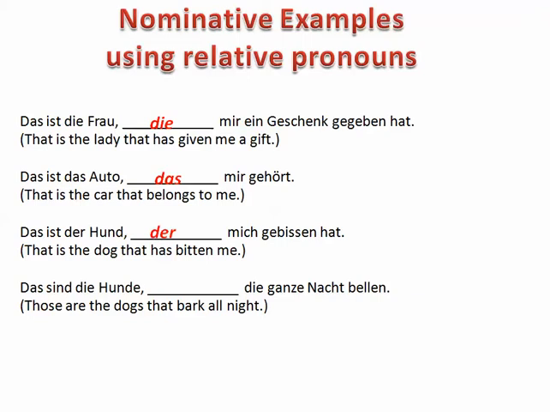Here, the dog has bitten me. The dog is playing again the role of the subject. And in our final plural example, das sind die Hunde, die die ganze Nacht bellen. Those are the dogs that bark all night. So here we are using them also as a nominative or subject.